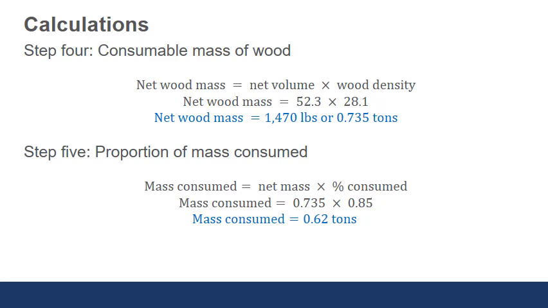In step 5, we estimate the proportion of mass that will be consumed. Recall that we estimated fuel consumption as 85%, so multiply the net wood mass by 0.85 to get that an estimated 0.62 tons of mass will be consumed.